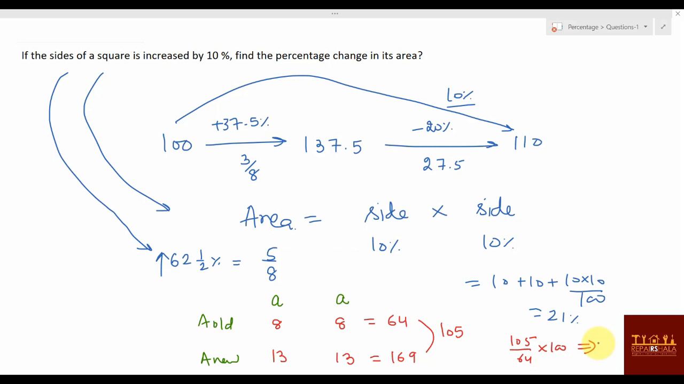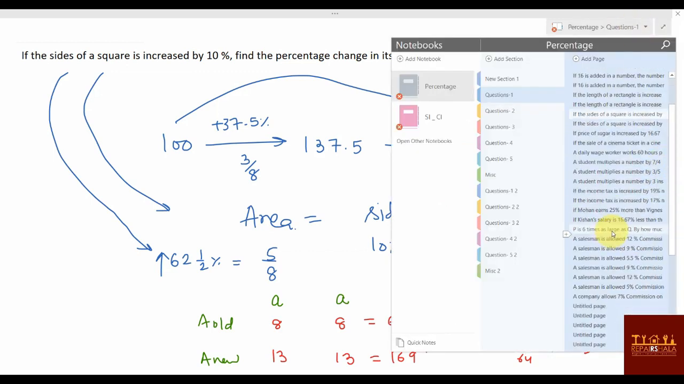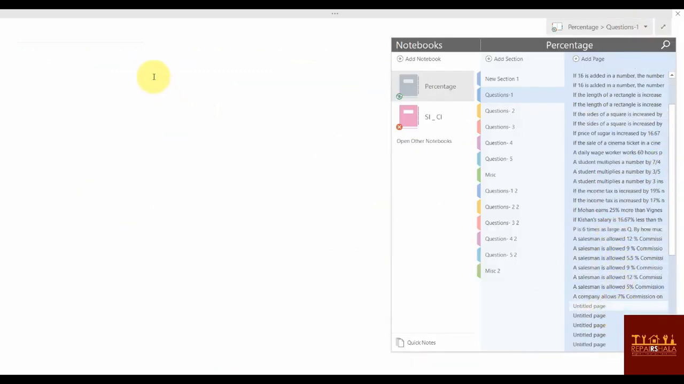So this is one thing. Another thing also you can solve. Suppose a circle is given, right? And the radius is increased by 10%. Find the percentage change in its area. How will you find?